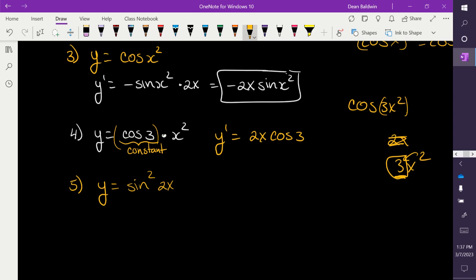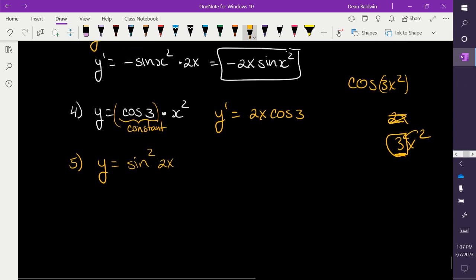Is it like you do the product rule and it's going to equal 0? Yeah, if you did the product rule, it would be 0.